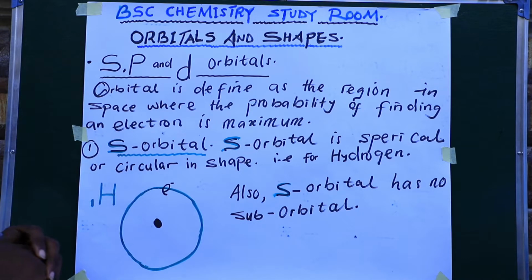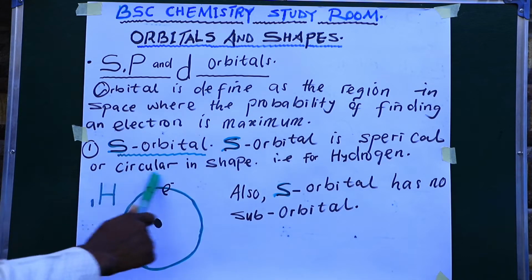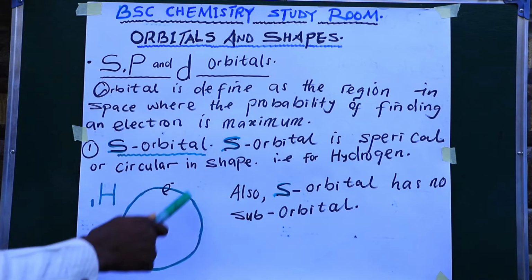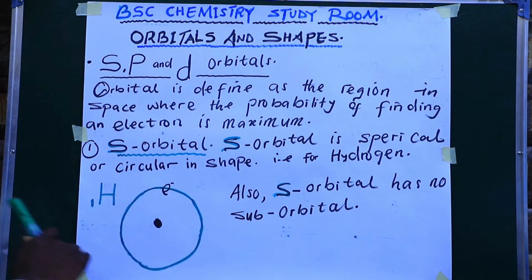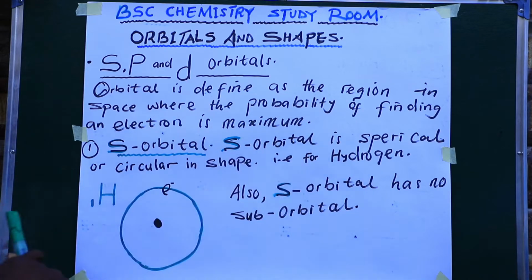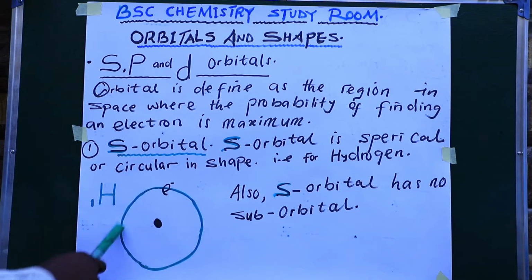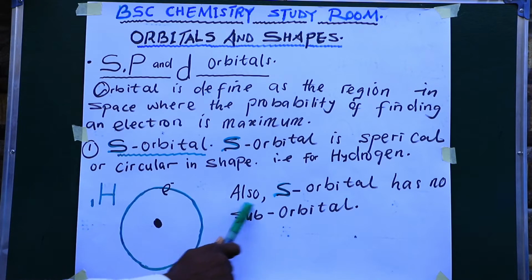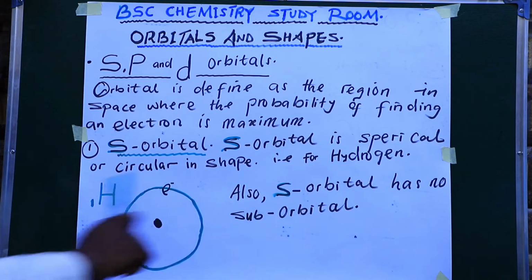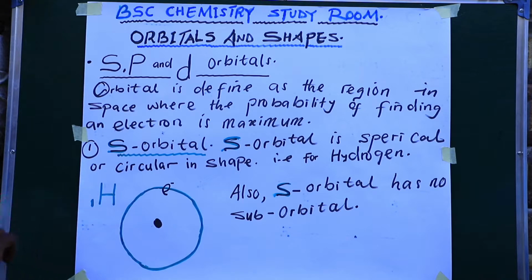Now, let's see number one, S orbital. S orbital is spherical or circular in shape. This is the orbital, circular in shape, for example for hydrogen. Hydrogen is an atom having only one electron. This electron is always moving around the shell in a circular form. And also, S orbital has no suborbitals.